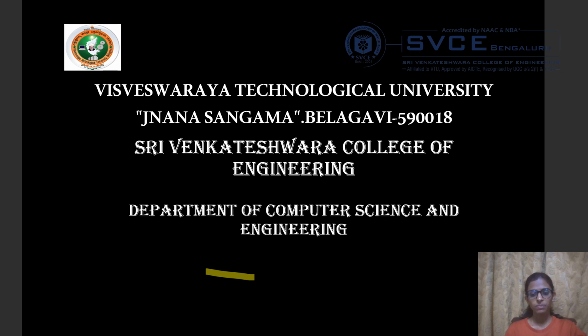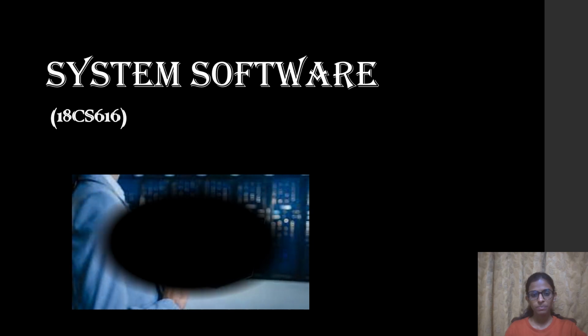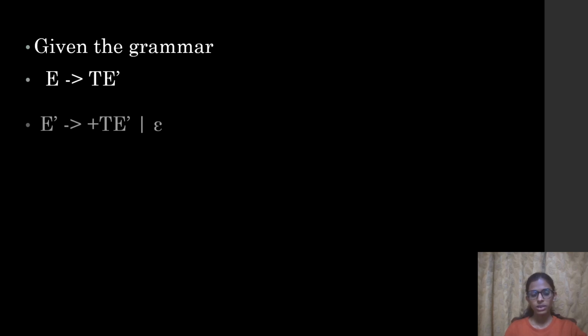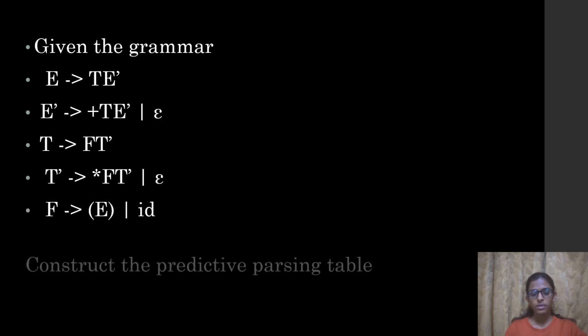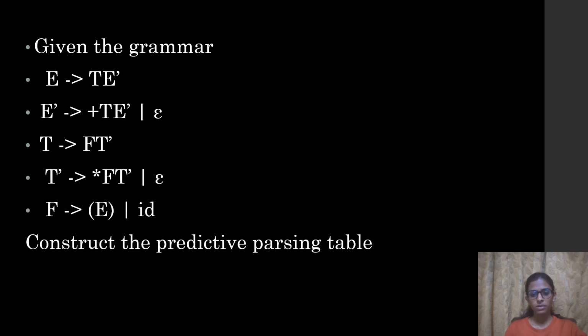In this video, we are going to be studying the subject System Software, subject code 18CS616. Today we are going to be dealing with a question as follows. This is the given grammar and we are supposed to construct a predictive parsing table.